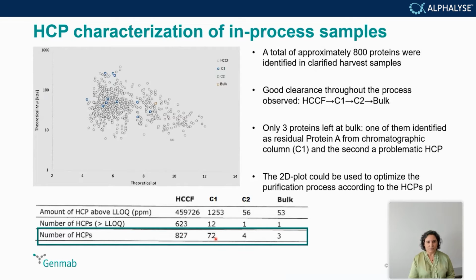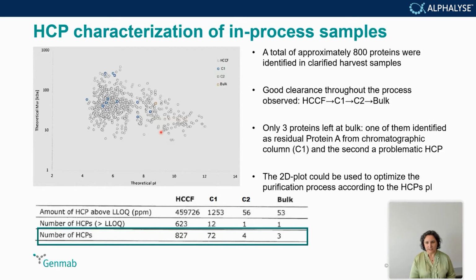About 72 of them, the ones marked in blue here, were identified after the first chromatographic step. And then about 4 were identified in the second chromatographic step, the green ones. And about 3 were identified at last in the bulk sample. You cannot see them all here, but they are around a PI of around 8, and it's consistent with our product's PI.